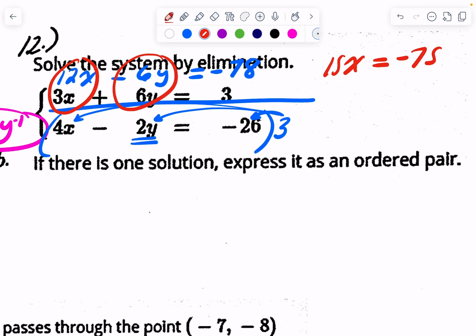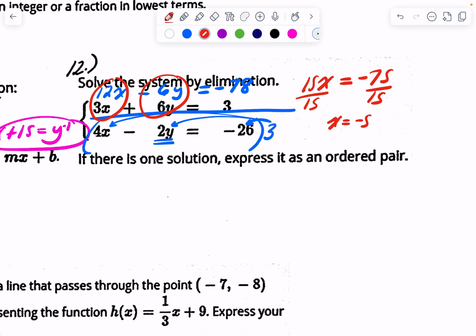And now we'll just solve for x. So we'll just divide by 15. So that would be x equals negative 5. We know that we have to write our answer as an x, y point. So now that I know that x is negative 5, I need to go find the y value.